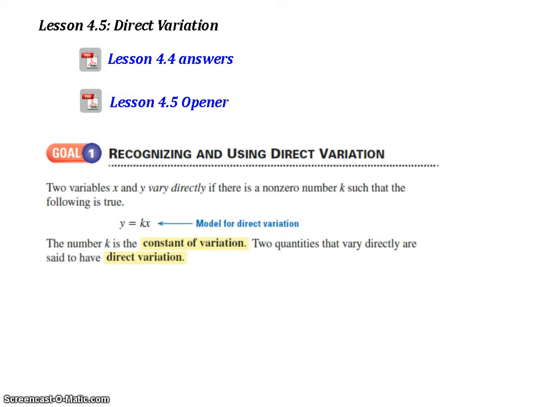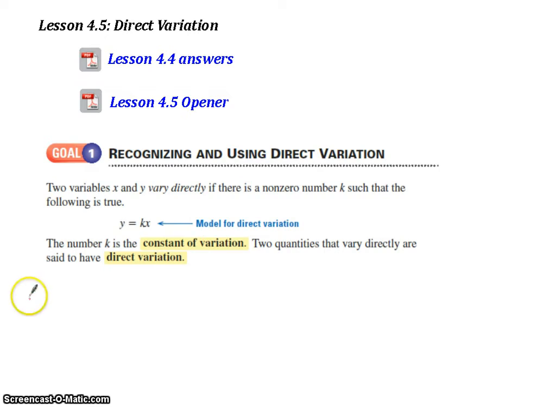Two variables, x and y, vary directly if there is a non-zero number k such that the following is true. y is equal to a constant of some sort times x. The number k is called the constant of variation. Two quantities that vary directly are said to have direct variation.